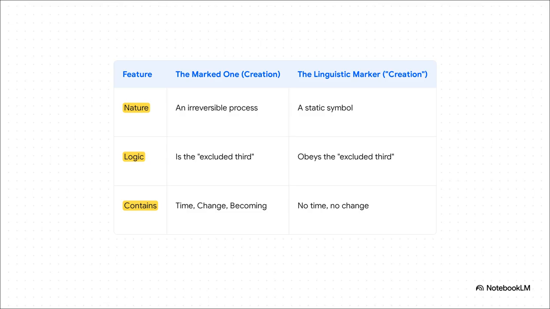And this is the heart of the mismatch. It's a classic mix-up. On one hand, you've got the real deal, the active creation itself. Let's call it the marked one. It's messy, it's dynamic, it's where time and change actually happen. But then, on the other hand, you have the word creation, the linguistic marker. And that's just a symbol on a page. It's static. It plays by the old rules. The word is either there or it's not. But the living, breathing reality that it's supposed to represent, that plays by a totally different set of rules.